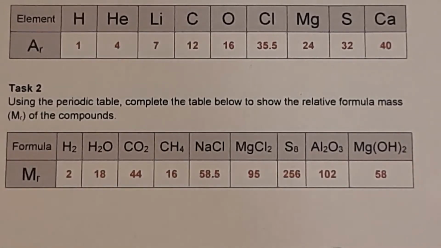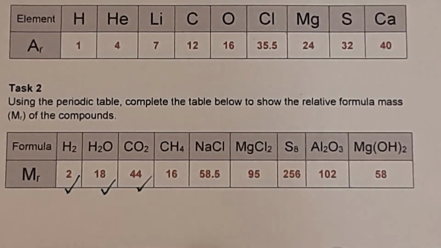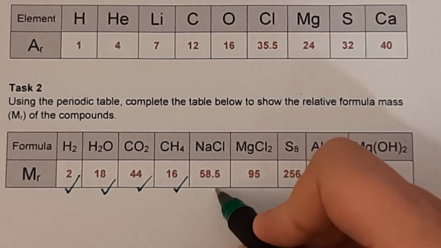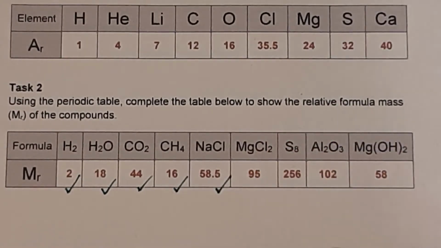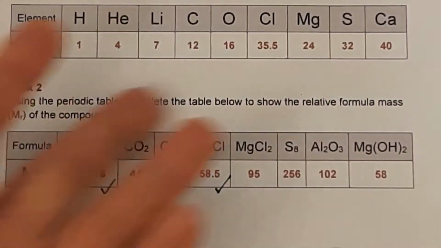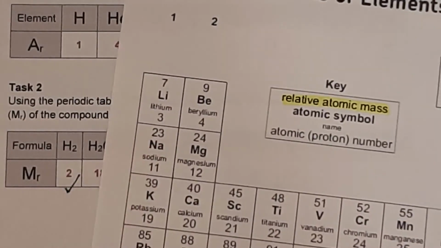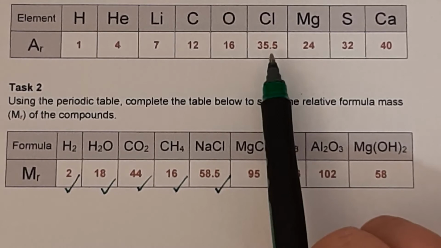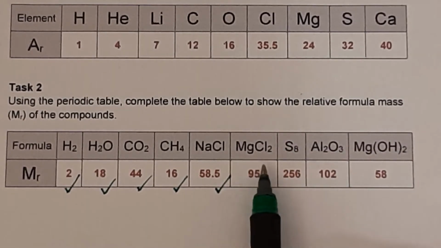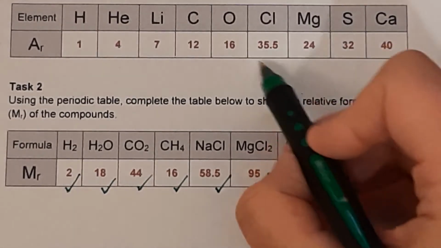Okay, so let's go through those. We've already done that. This one is 2, this one is 18, this one's 44. CH4 was 16. NaCl was 58.5, because we added together the sodium, which we don't have here. We had to use our periodic table to look it up. Sodium's here at 23. We added our 23 to our 35.5, which gave us 58.5. Magnesium chloride, MgCl2, was 95. We had all the numbers for that here.